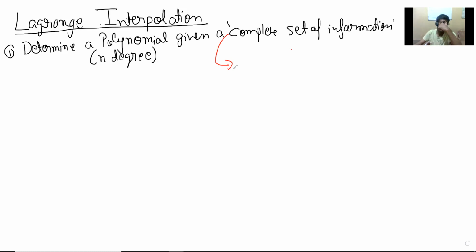Still, you will need values at n plus 1 points. So values at n plus 1 points. Will knowing values at n points be enough in any case? This is one kind of complete set of information. So if I tell you that your polynomial is monic, in that case, is knowing it at n points enough?